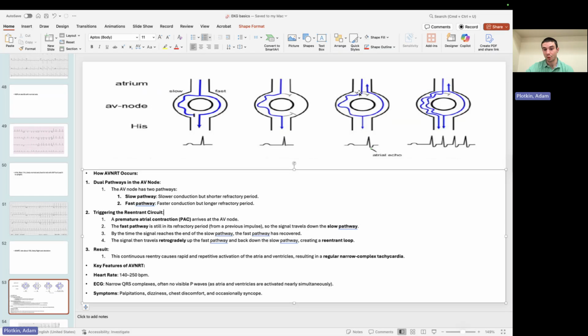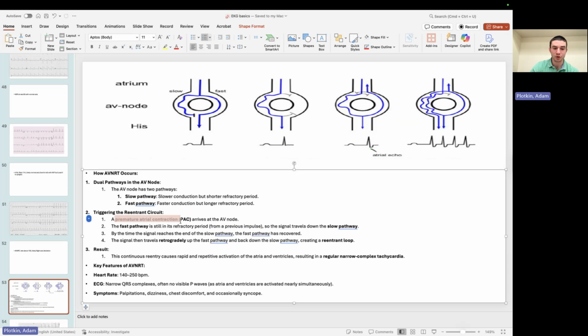This abnormal beat can go down the slow pathway, and by the time we get to the bottom, right, and to then conduct to the bundle of His and the bundle branches, this fast pathway has repolarized and we can go back up it and we'll just go around in a circle, a circle, a circle. So I kind of wrote that here.